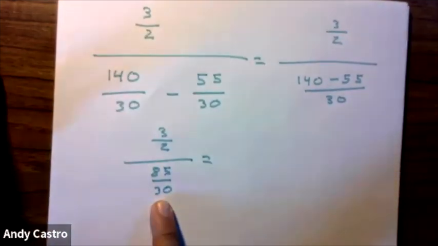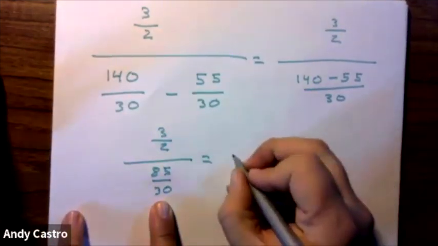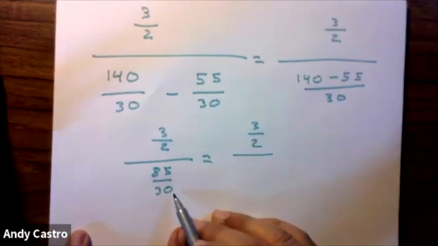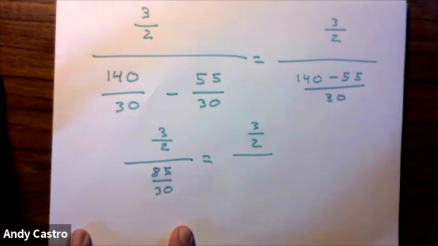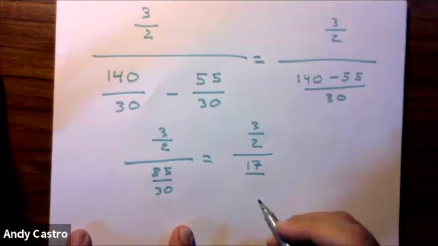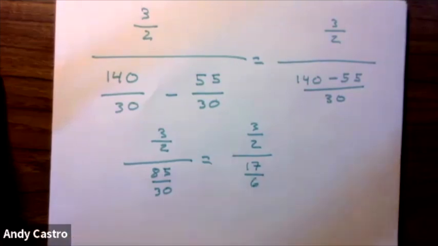Now, 85 over 30 can be simplified. I can divide the top and bottom by 5. So if I take 85 and divide it by 5, that gives me 17. And if I take 30 and divide it by 5, that gives me 6.